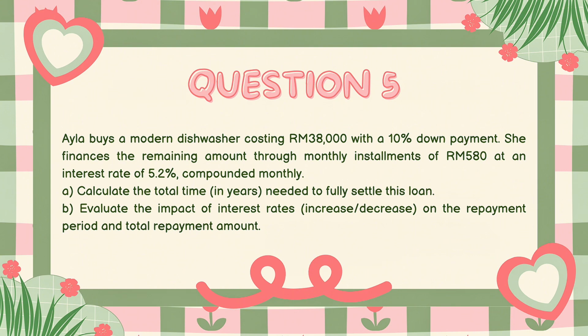Ilove buys a modern dishwasher costing 38,000 ringgit with a 10% down payment. She financed the remaining amount through monthly installments of 580 ringgit at an interest rate of 5.2% compounded monthly. A. Calculate the total time in years needed to fully settle this loan. B. Evaluate the impact of interest rate increase or decrease on the repayment period and total repayment amount.